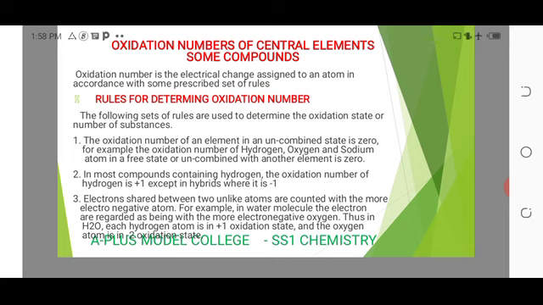In most cases. 3, the electrons shared between two unlike atoms are counted with the more electronegative element. For example, in water molecules, the electrons are regarded as being with the more electronegative element. So the electronegative element, the one that is carrying the negative sign, is the one that has more electrons. Thus, in H2O, each hydrogen atom is +1 oxidation state, and the oxygen atom is -2 oxidation state.